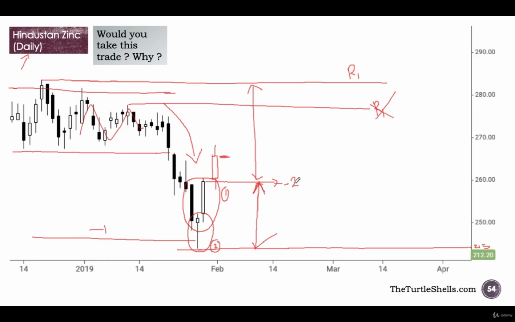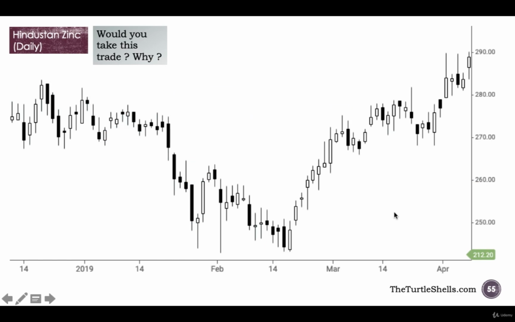And wait, what is this price? 260. So we are talking about 45 points on the stock, which is priced at 260. That's quite a large percentage, maybe 2% or so. We are looking at a risk of 2% relative to the price, which is very high. So 45 units on a stock priced at 260, that's a very high risk. So I would not take this trade.